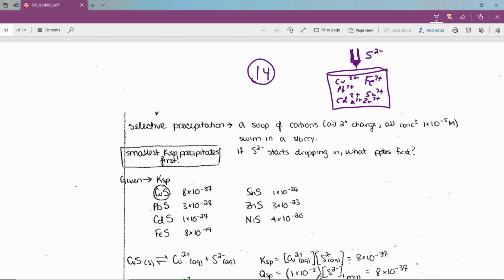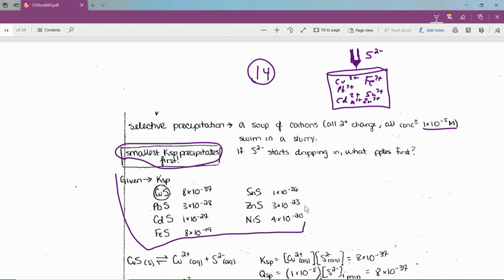Which one is going to precipitate first? Let's also simplify things, say they all have the same concentrations of these cations. Well, the one that precipitates first is the one with the smallest KSP, right? Because it needs the least amount of the anion to let the QSP match with the KSP. So once the QSP matches the KSP, it starts to come out. And you'd have to be given the KSP value.